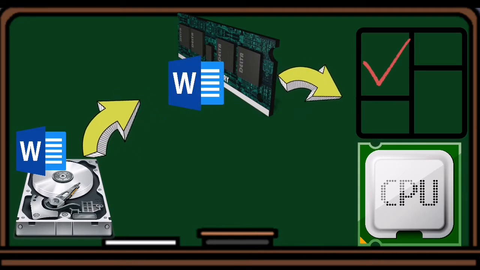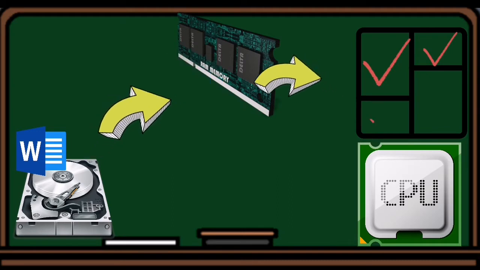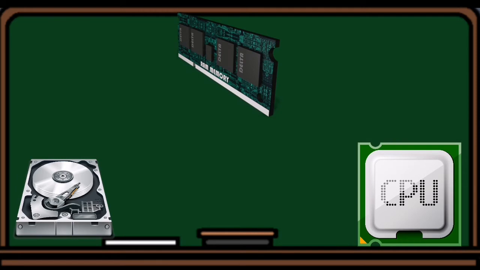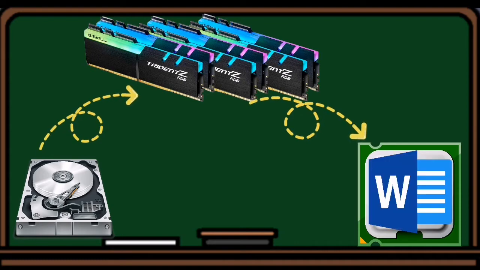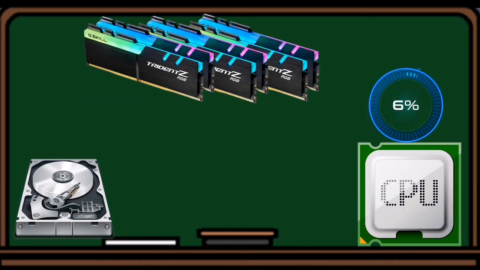If the memory of RAM is low, some part of the file should be kept on the hard drive, and the process repeats until all the files are sent to the CPU. To solve this problem, we need to increase the memory of RAM to accommodate more files. This will increase the file transfer from the hard drive to the CPU, thus making the computer run faster.